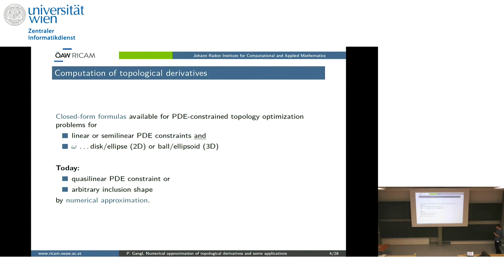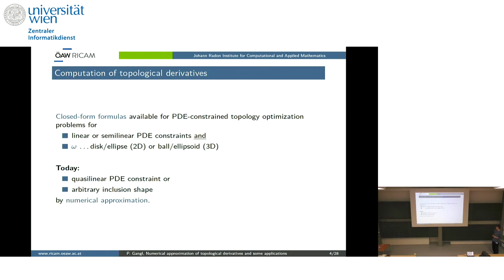Okay, so yeah, if we want to deal with this topological derivative, we should have a way to keep track of it, to access it. So there exist closed form formulas for a large class of PDE-constrained topology optimization problems, in particular if the PDE constraint is linear or semi-linear, and only under the assumption that the inclusion shape is either a disk or ellipse in 2D or a ball or ellipsoid in 3D. If both these assumptions are satisfied, you can compute closed form formulas of the topological derivative only involving the solution to the state and the adjoint equation.